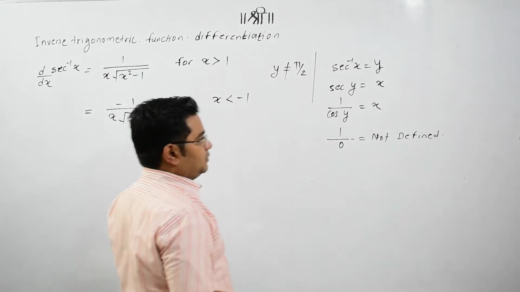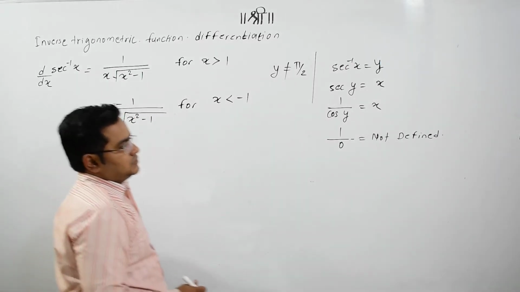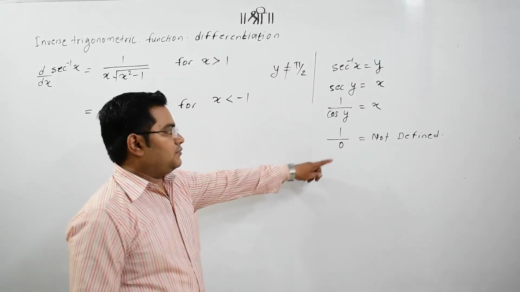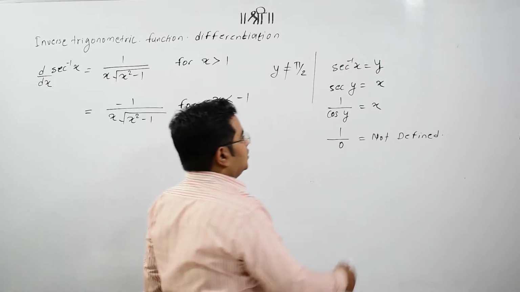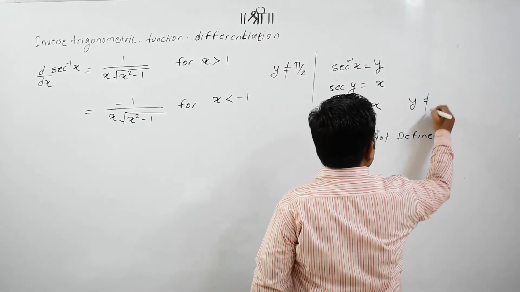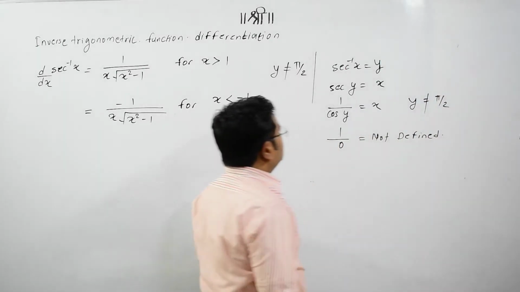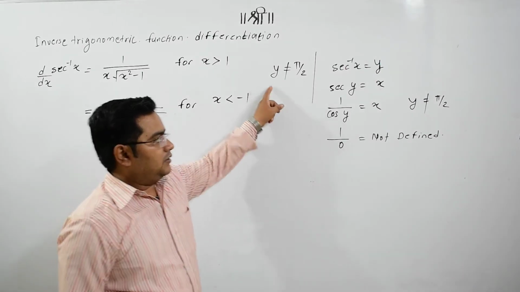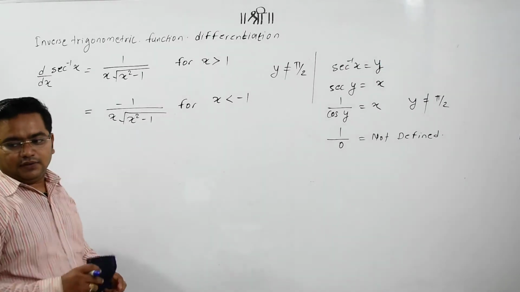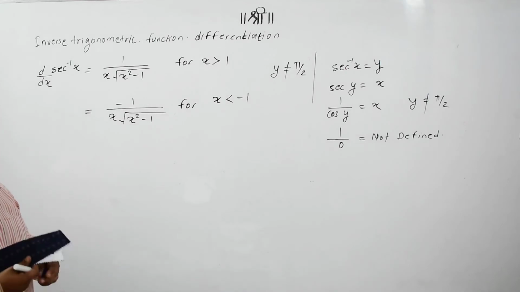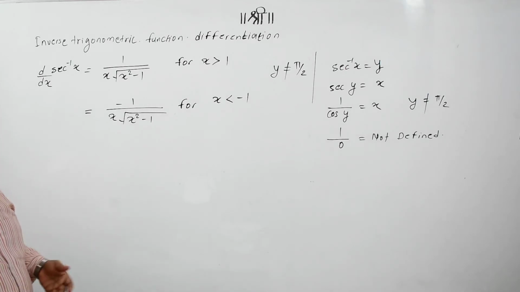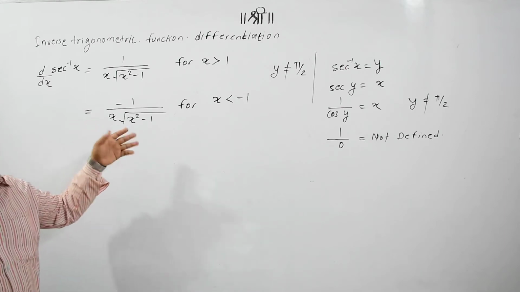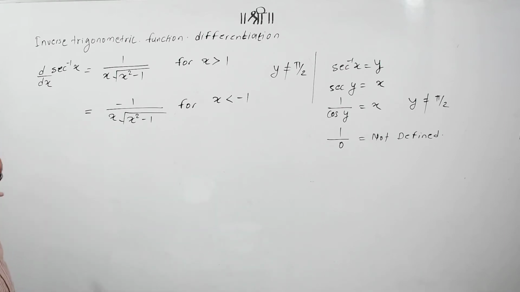situation or indeterminate form, whatever you want to say, which is not valid in the mathematical case. Therefore y should not equal pi by 2. Hope you understood the reason behind it. Now let's move to the next step. All the other values are valid within that interval from 0 to pi. So within 0 to pi we can apply any value for this. Don't worry about the other case.